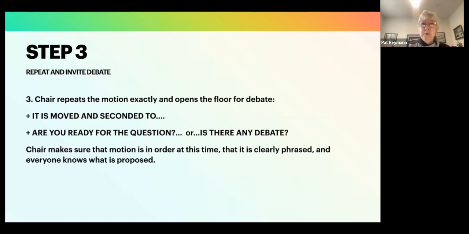The chair at this point is making sure that the motion is in order at this time. Sometimes there are motions that are perfectly wonderful motions, but not now. That the motion is phrased in a clear manner and that everyone knows what the proposal is, what it is we're talking about. Again, this is the role of the chair.